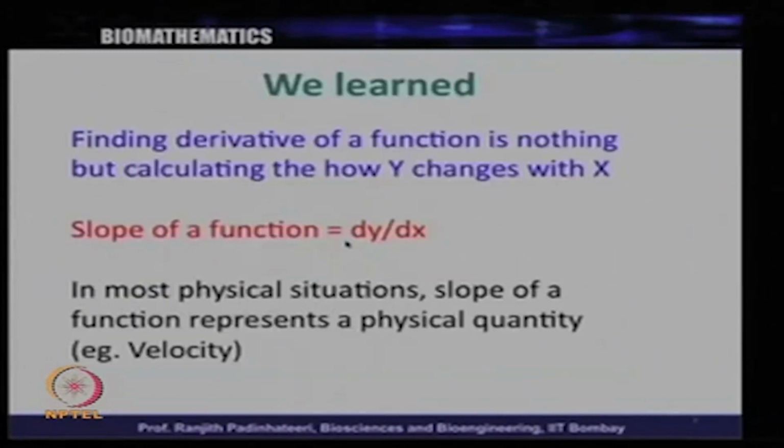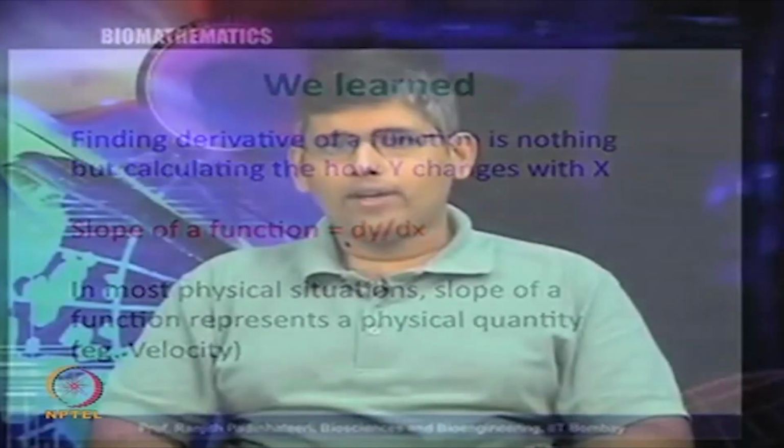We also learned that finding the derivative of a function is nothing but calculating how y changes with x, and in most physical situations, the slope of a function represents some physical quantity. For example, velocity was one quantity we discussed last time. We will discuss more and more quantities, but today we will learn how to calculate the derivative of various functions. The only 2 functions for which we have learned how to calculate derivatives so far are y equal to x, which we found has a constant slope, and y equal to x square.